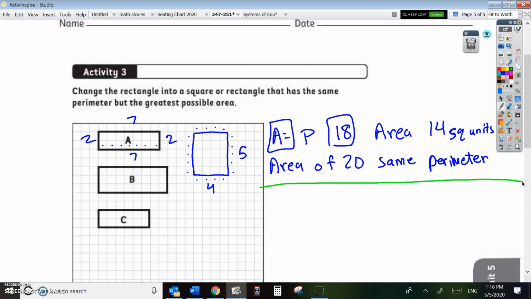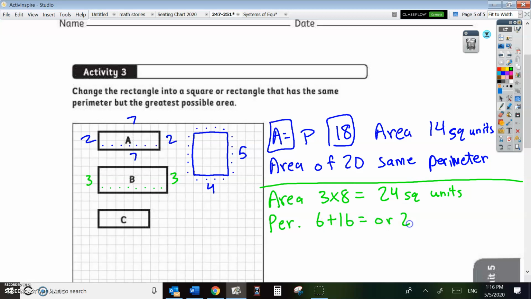Rectangle B looks like it's 3 by 1, 2, 3, 4, 5, 6, 7, 8. So the area for B is 3 times 8, 24 square units. And the perimeter is going to be 3 plus 3 is 6, 8 plus 8 is 16. Perimeter is 6 plus 16, or 22.